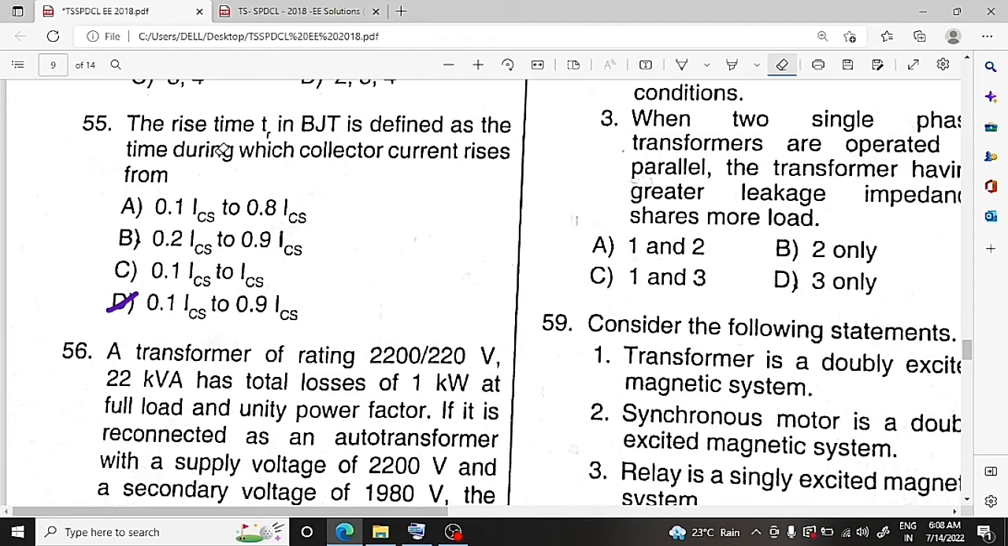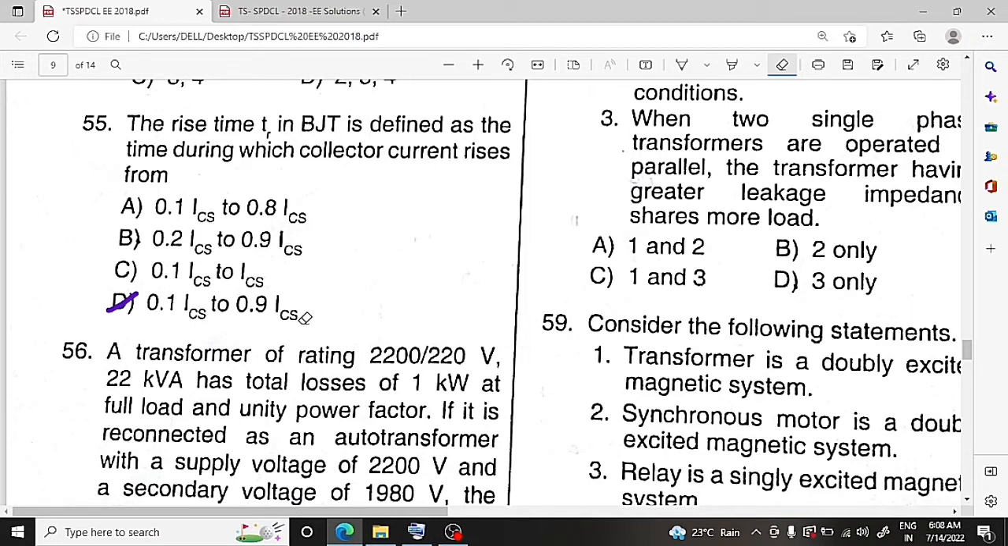See the question here. The rise time Tr in BJT is defined as the time during which collector current rises from... So in this question basically they are asking what is the rise time in BJT. So based on the collector current we need to find the rise time. It is the time for which the collector current rises from 0.1 ICS to 0.9 ICS, where ICS is called the saturated collector current. So saturation of collector current.